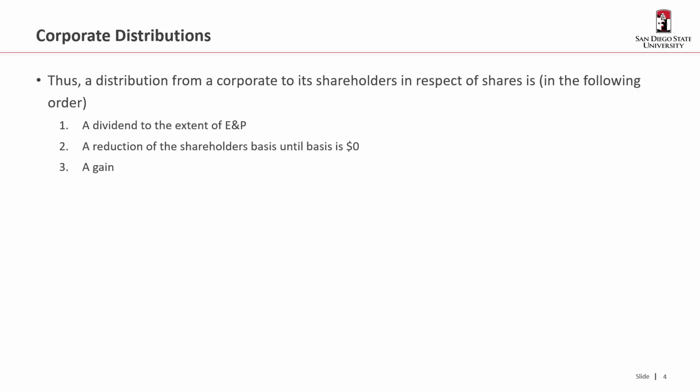And that is precisely how we characterize distributions from a corporation to its shareholders in respect of the shares. First, it is treated as a corporate dividend to the extent of the earnings and profits of the corporation. And E&P is a magical term. We're going to talk about it a little bit, but I'm never really going to make you define it in full.